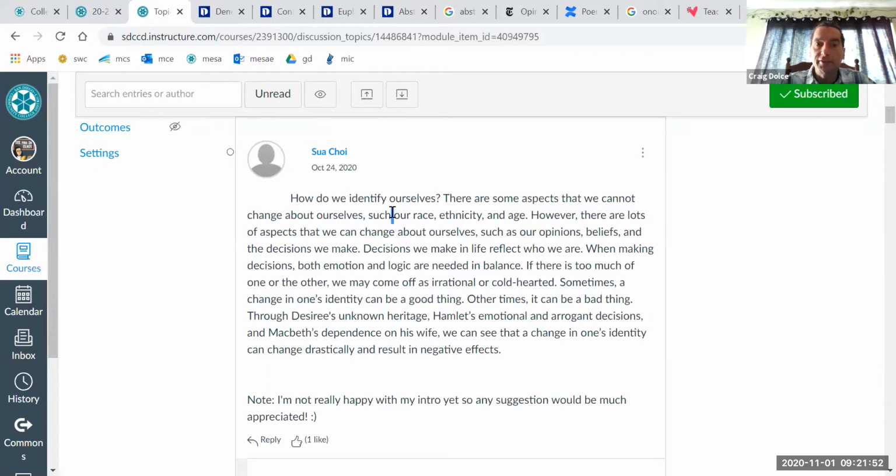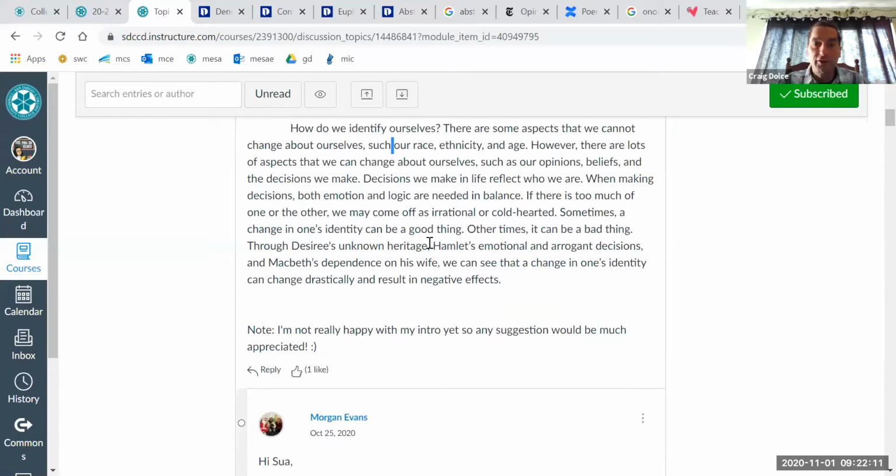Now you're going to want to add such as, and again, these are drafts, so that's the whole point. Such as our race, ethnicity, and age. I like how you're using the parallelism, listing the examples, and being specific. See, good job here. Such as our opinions, beliefs, and the decisions we make. Look at how she's got nice parallelism. Everything's plural. Love how you're looking at decisions. It can be a bad thing.